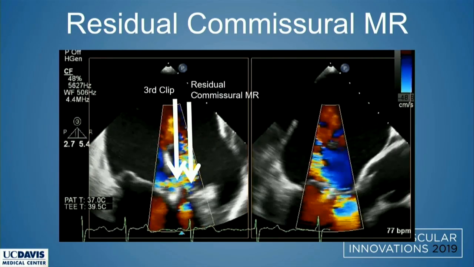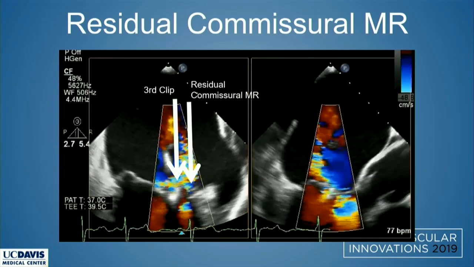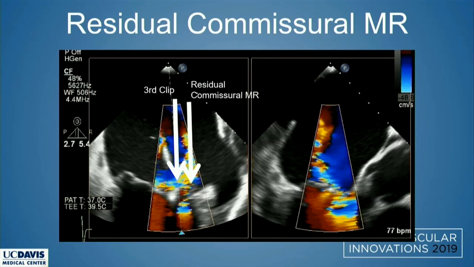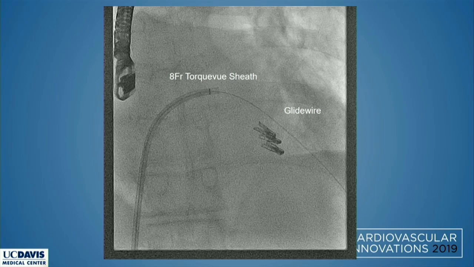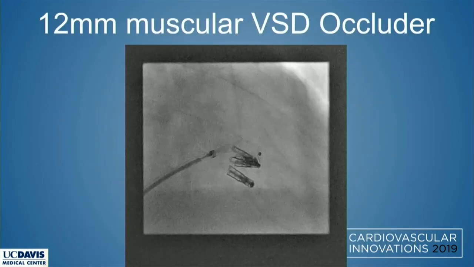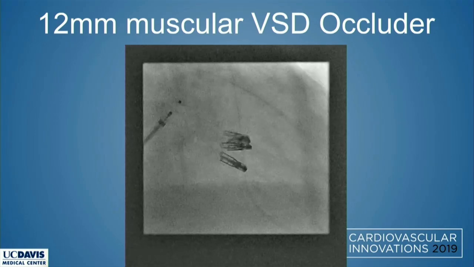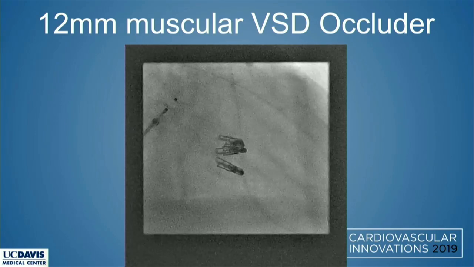And again, with the commissural MR, he really had almost no posterior leaflet, nothing in the posterior segment to grab onto, and so we were a little worried about trying to place a clip in there, worried about SLDAs. So we thought we'd try an occluder-based therapy. So again, we got our glide wire across, the torque fuse sheath comes across as well. And initially, we sized it to about 8-9 millimeters, and so we put in a 12 millimeter muscular VSD occluder.